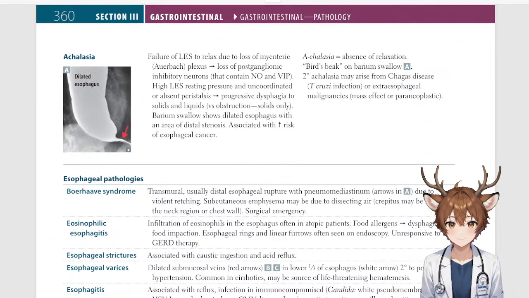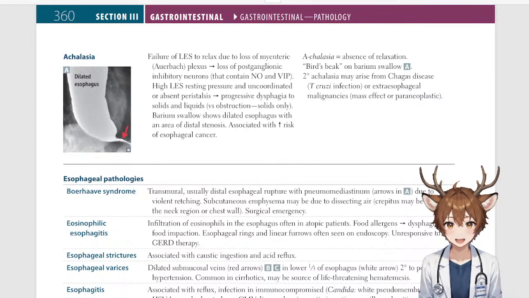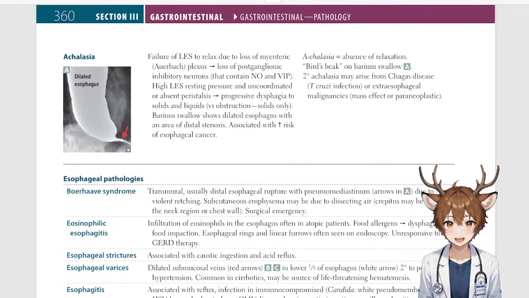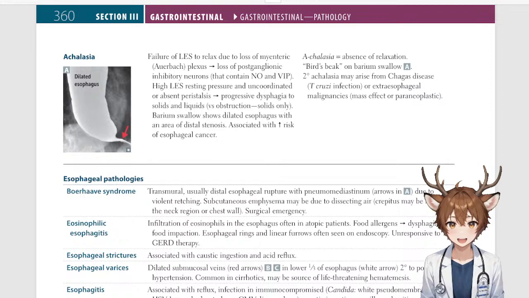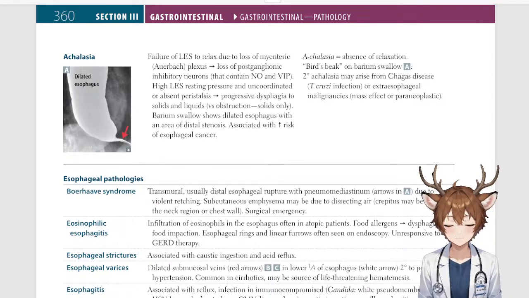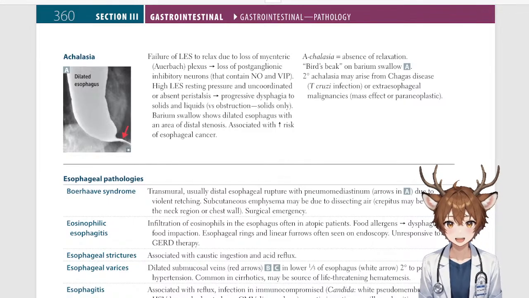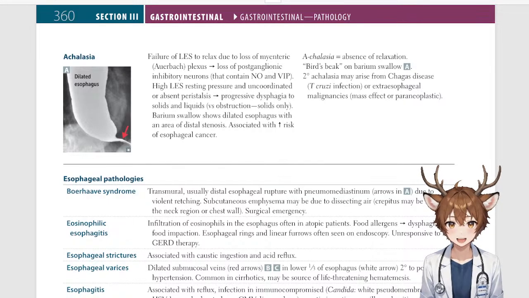What about achalasia? Achalasia, failure of the lower esophageal sphincter, LES, to relax due to degeneration of the inhibitory neurons containing nitric oxide and VIP. And VIP, by the way, was vasoactive intestinal polypeptide, and NO was nitric oxide. So failure of the lower esophageal sphincter to relax due to degeneration of the inhibitory neurons, NO and VIP, in the myenteric Auerbach plexus of the esophageal wall.